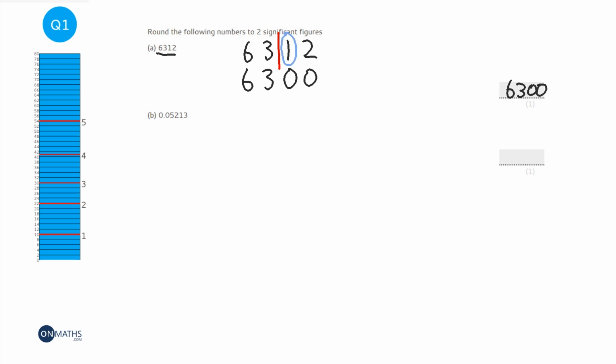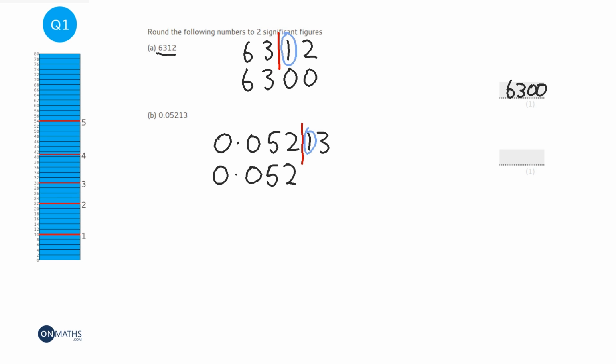Now on question B, this is an exception that we've got to remember with significant figures. You don't start counting until you hit a number that's not a 0. So the first number is 5 and the second one is 2. So the line will go here. Then let's have a look at our decider number, where it's 1 again, so it's less than 5. So we're going to have 0.052.